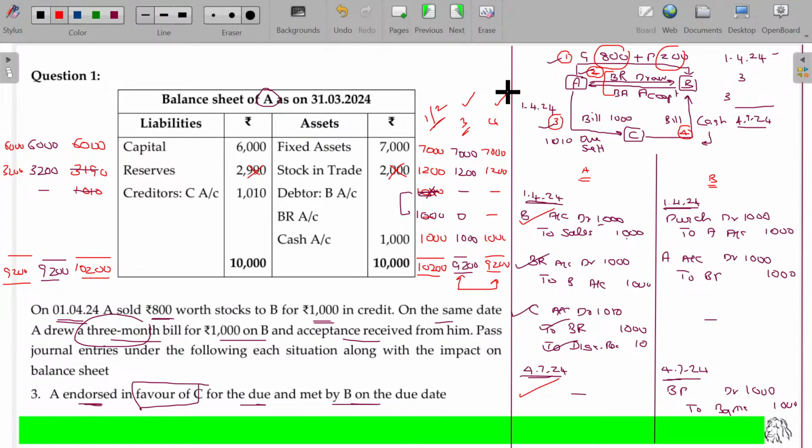But of course, we don't have the fourth journal entry in the books of A, because honoring has no impact in the books of A. But how will you say that the third and fourth balance sheets are same? Okay, seems to be same, but how? Is it same or is there any difference? If I ask that question, of course, there is a difference. In the third balance sheet, you have one more liability called contingent liability.